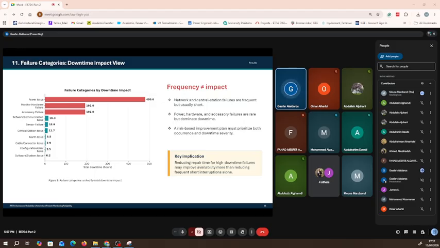This has major implications for reliability improvement. If we only focus on the most frequent categories, we may reduce the number of interruptions, but still fail to reduce the largest downtime contributors.